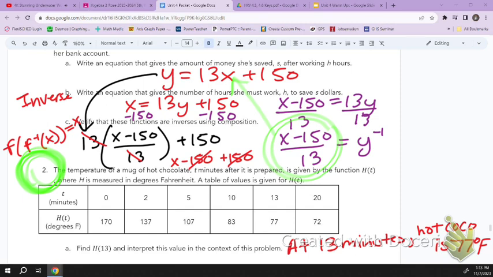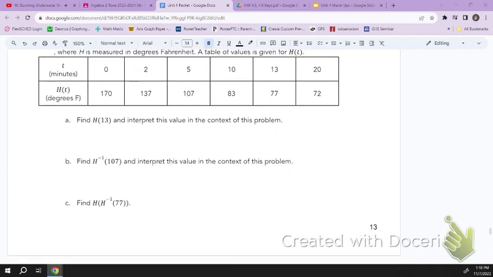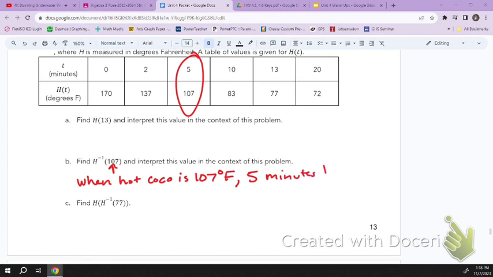Part B, we're going to do the inverse. The inverse of h of 107. So what do you think 107 is? It's degrees. Yeah, so now we're flipping our inputs and outputs. So when your hot cocoa is 107 degrees, what are we going to say? Yep, we're going to go find that value in the table. 5 minutes have passed.